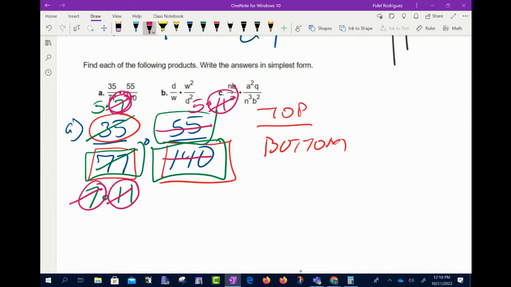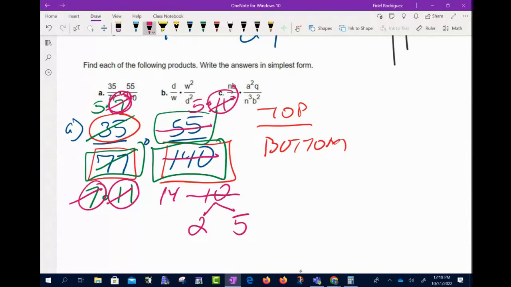Now, I would look at the number 140. So you might say, okay, well, I think of 14 times 10. Okay, so let's go 14 times 10. But when I think of 10, I think of 2 times 5. So guys, I'm not thinking of my 10 anymore. I'm thinking of 14 and 2 and 5 to give me that 140.